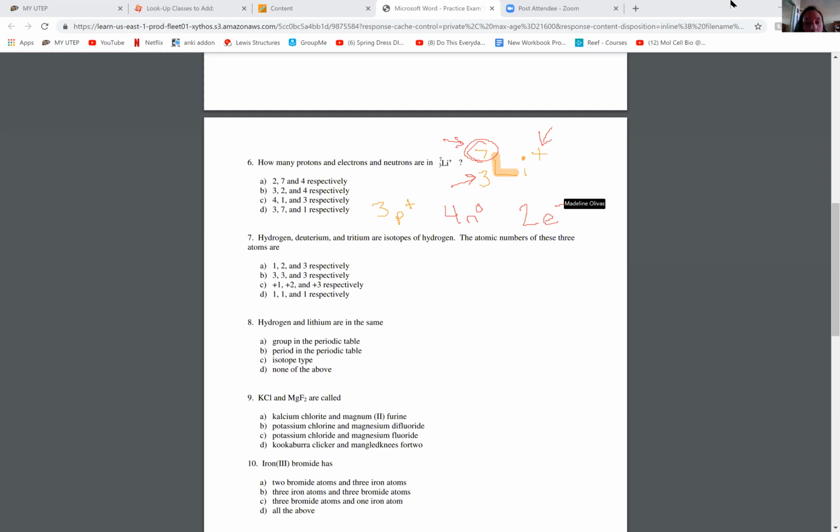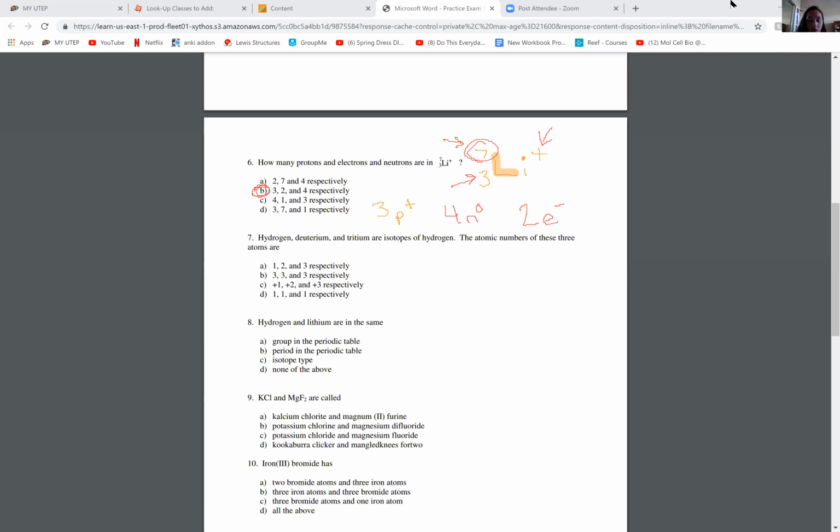So then our answer would be what from over here? It's asking for protons, then electrons, and then neutrons. B. Your answer is going to be B. Okay, does everybody understand how I got that? Yes. Okay.